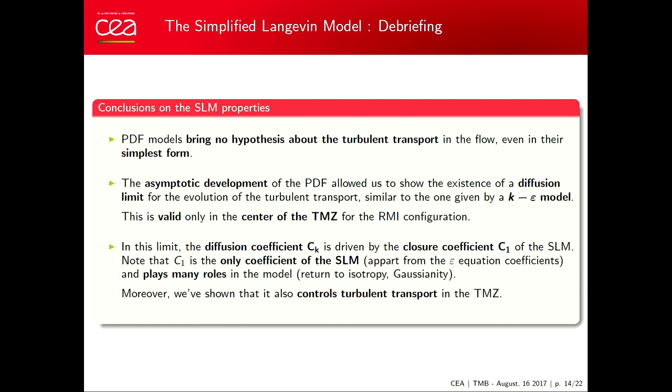However, this is valid only in the center of the TMZ, as we said before, and only, of course, applied for the Richtmyer-Meshkov configuration. And finally, we showed that in this limit, the diffusion coefficient Ck depends on the closure coefficient C1 of the model. And one can note that this coefficient is the only coefficient of the model if we don't consider the coefficients applied to the dissipation equation. And it plays many roles in the model. For instance, it controls the return to isotropy and to Gaussianity for the shape of the PDF. And moreover, we've shown in the equation of the turbulent kinetic energy that it also controls the turbulent transport in the TMZ. So this will be a key point in our understanding of the properties of the simplified Langevin model.